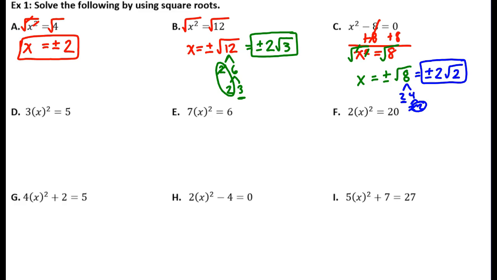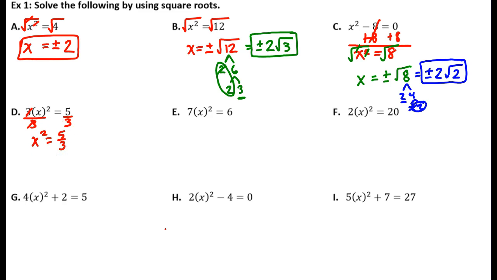In D, here I have ax squared equals c. So the first thing I want to do is get x squared by itself. This 3 out front, the coefficient, means 3 times x squared. So in order to get rid of the 3, I want to divide this on both sides. So now that I divide that on both sides, the 3's cancel out, so I'm left with just x squared, and that is equal to 5/3.